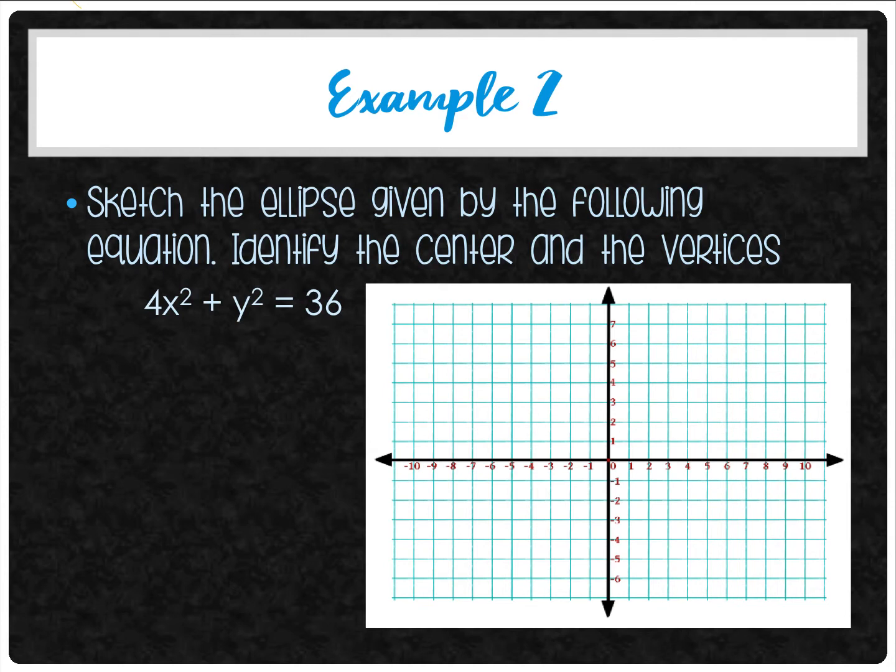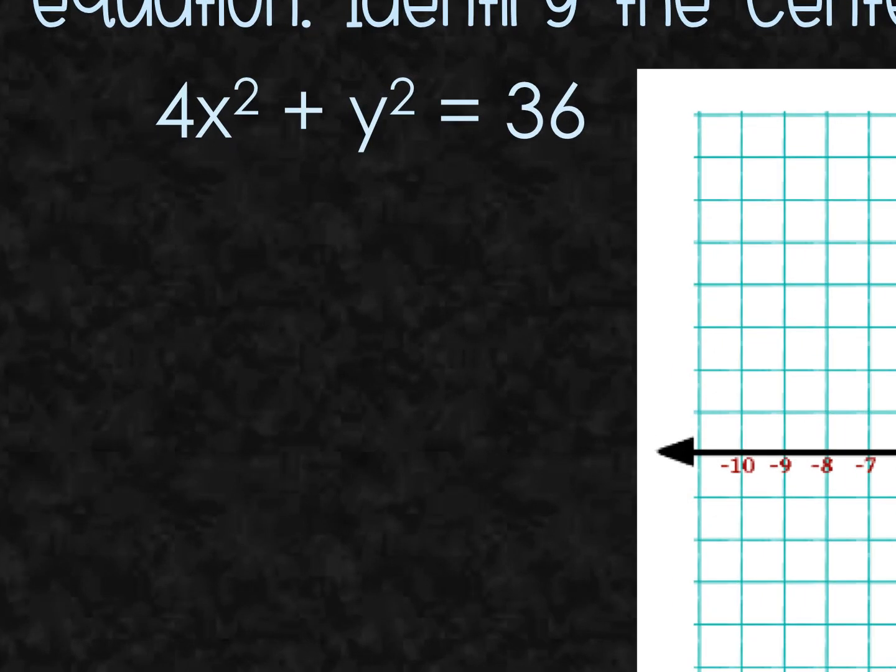All right, so on your test, you're not going to have to sketch any, but it's important for us to be able to identify the center and our vertices. So we want to get this equation to look like our ellipse equation. In our ellipse equations, we need it to be equal to 1. It always has to be equal to 1 when it's an ellipse. So how can we get rid of this 36 and make it a 1? Divided by 36. So I'm going to divide everything by 36.